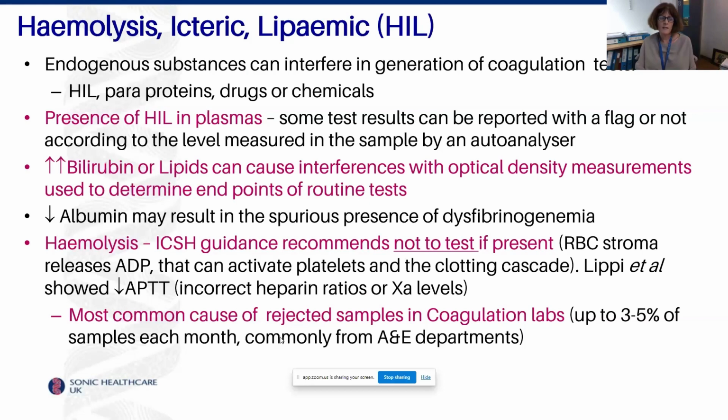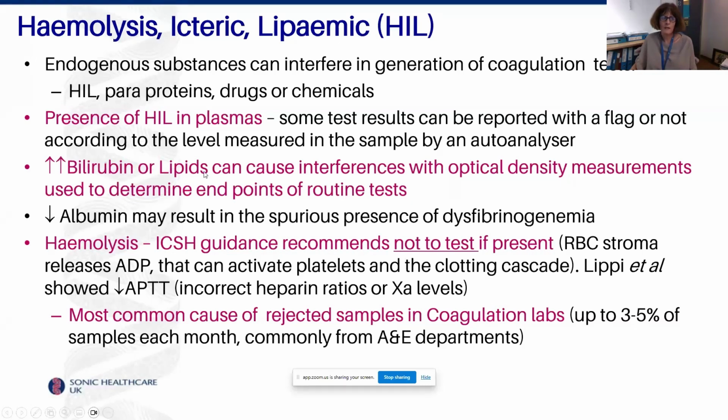So, and then there's other things that can interfere in the pre-analytical phase. When we put the samples onto the machine, if they're hemolyzed, if they're icteric, if they're lipemic, sometimes analyzers have trouble measuring the endpoint for clotting-based assays. It can also interfere with chromogenic assays. So with hemolysis, we don't test. We say don't test if the sample is hemolyzed, because the sample is then activated.